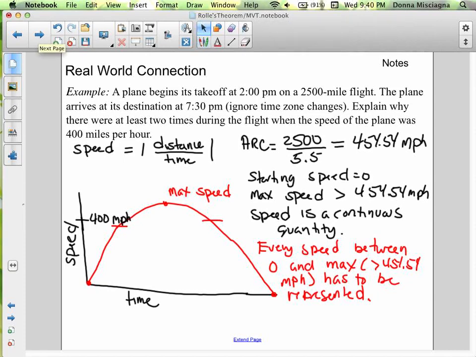And so this is kind of a real world example of mean value theorem, right? For every value, there has to be a tangent line. So for every value between 0 and 454.54 has to be represented, right? Every value including 400 miles per hour has to be represented. So somewhere our secant line and our tangent line has to be 400 miles per hour if we choose the right interval. Right? Every value between our maximum and our minimum has to be represented. A little real world example.